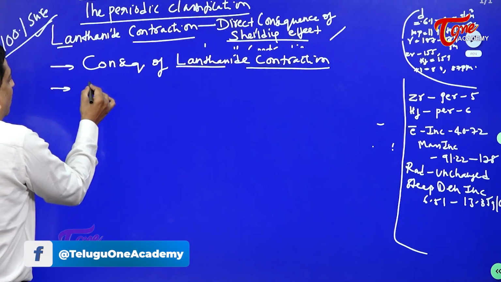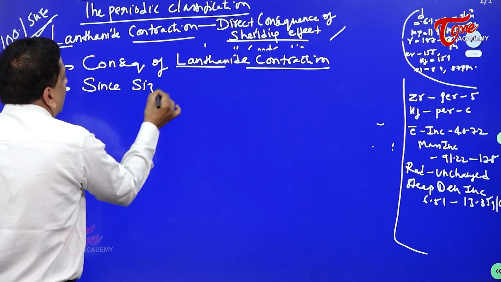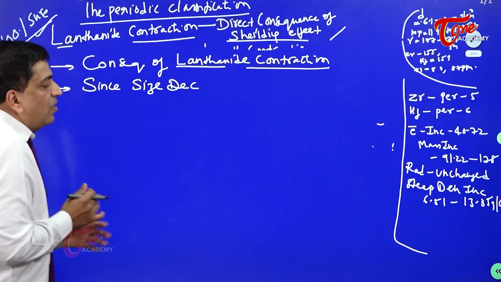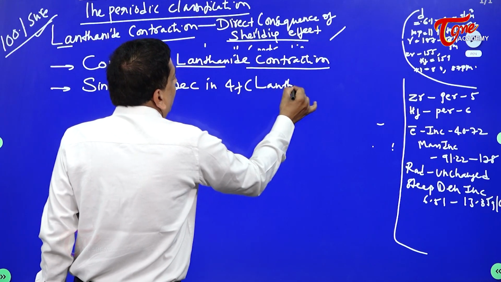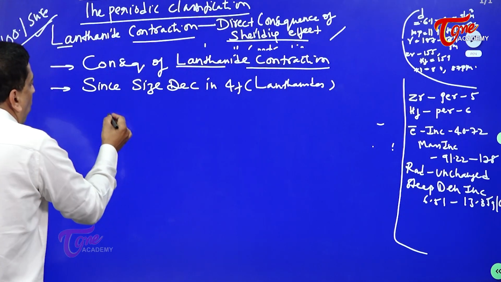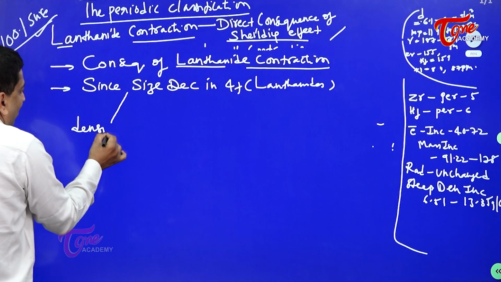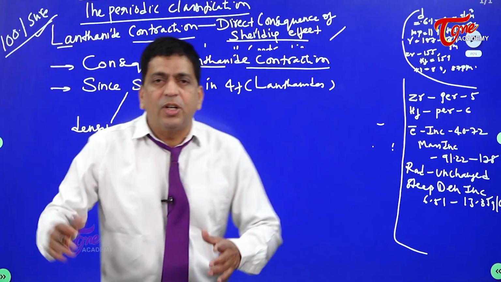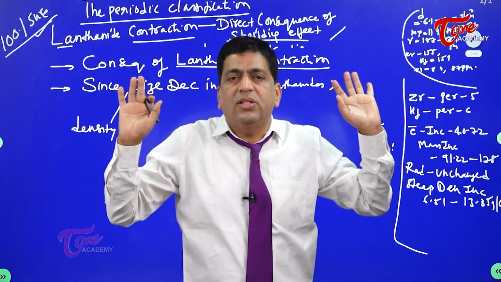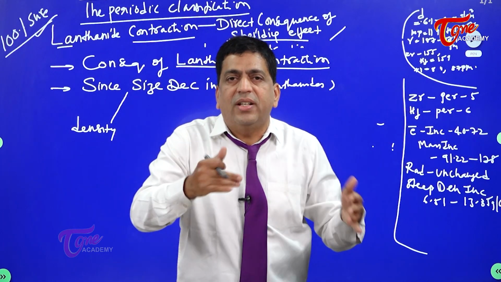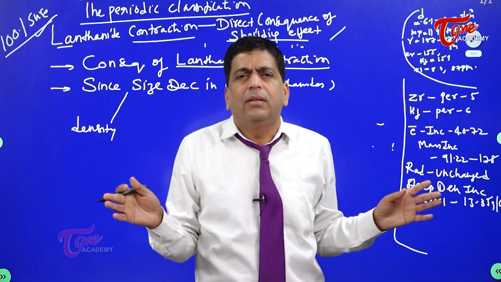Now, since there is a size decrease in 4F, that is the lanthanides, many things have a role. When the size decreases, look at the density. When you move from left to right, that will have a direct bearing on density, because when the size decreases, the density must increase. And there is a considerable increase. It's not a small thing. You can't discount. Don't make it trivial.